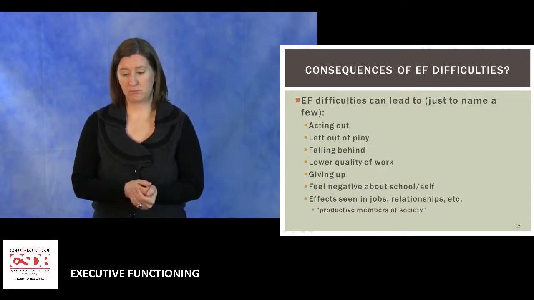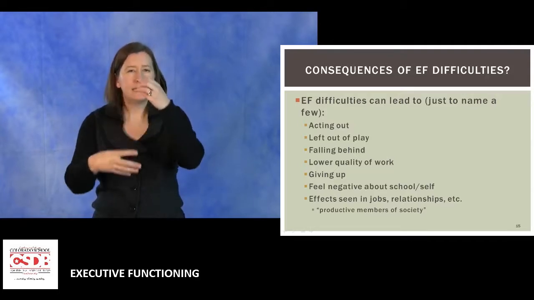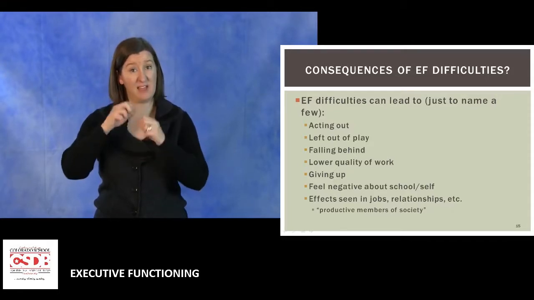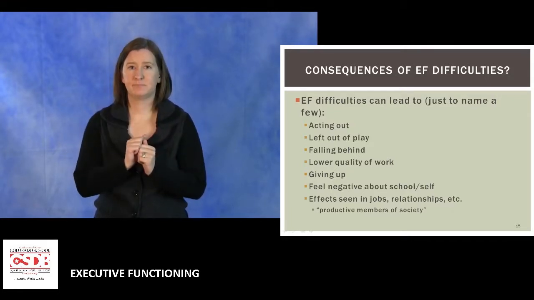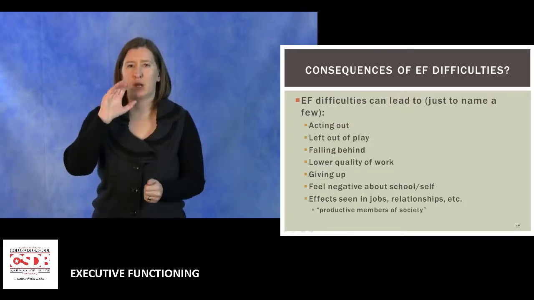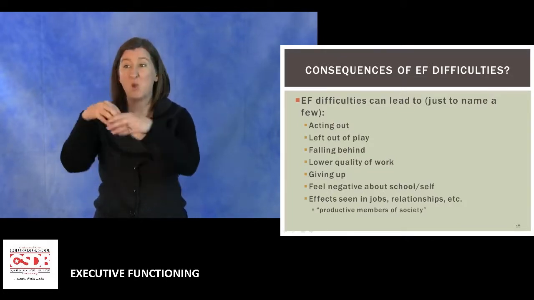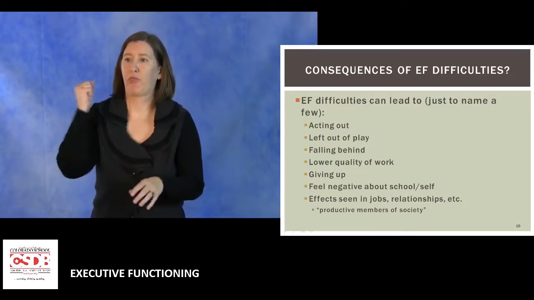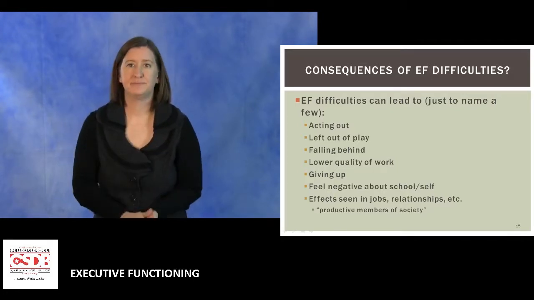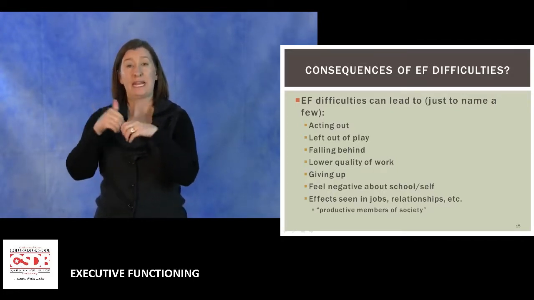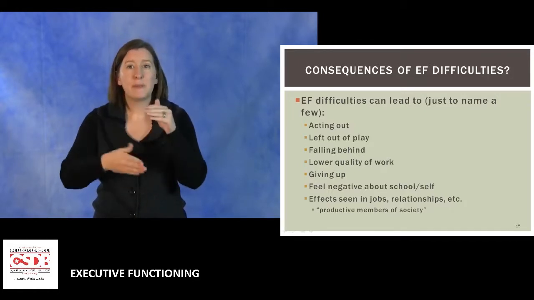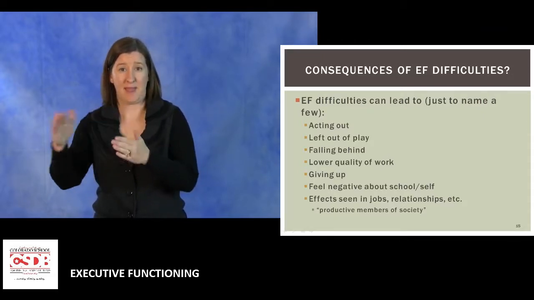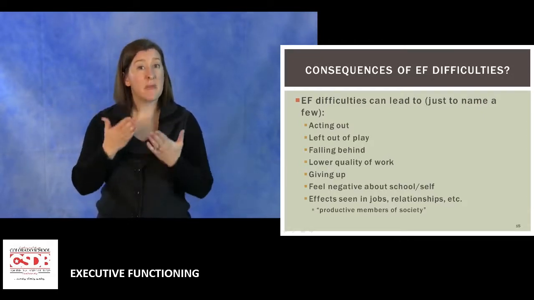So what are the consequences of EF difficulties? I have a list, but it doesn't include everything. EF difficulties can lead to acting out, not being included in groups of students because the students don't like that person's behavior because they don't take turns, being behind academically, maybe they don't finish their homework or they're not paying attention in class, and they're not learning the same as their peers.